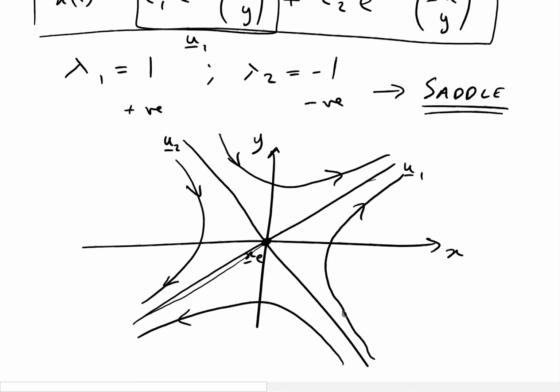Then it's fairly obvious which directions the arrows should be going in. And you can see here that we definitely correspond to a saddle point. So that's the trajectory of what we've got there. Hopefully that makes a bit of sense.